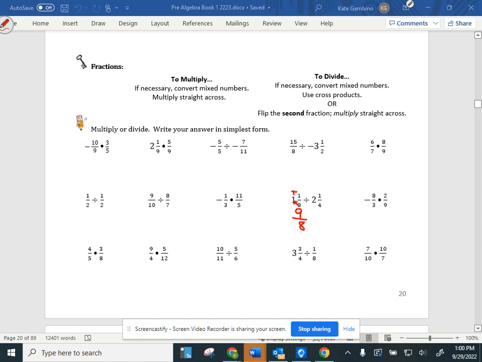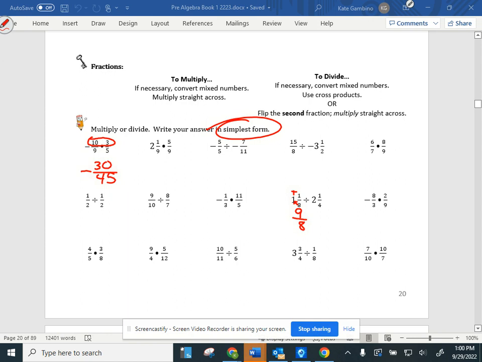So let's look at our first one. -10/9 times 3/5. First thing I'm going to look at is my signs. I have a negative, and I have a positive. So what's my answer going to be? Negative. Now I'm going to multiply across. 10 times 3 is 30. 9 times 5 is 45.